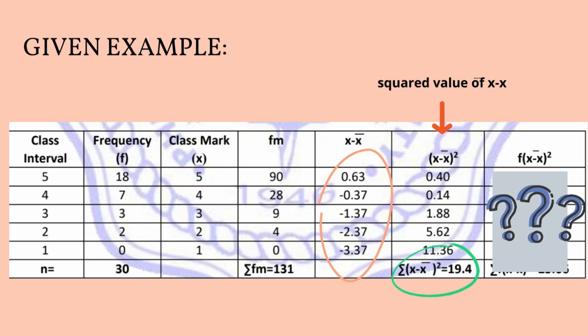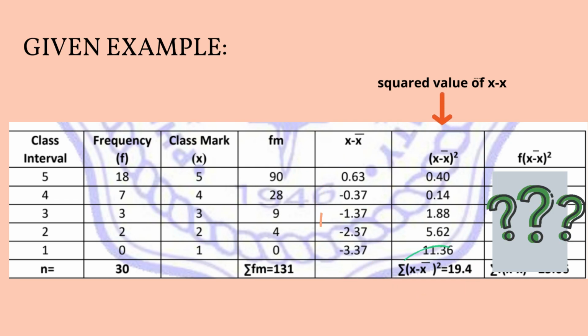Negative 2.37 times negative 2.37 is 5.62. And lastly, negative 3.37 multiply natin sa sarili niya, so 11.36. And of course, wag natin kalimutan sa part na to, sa sixth column natin, ilalagay natin kung ano yung summation ng ating sixth column. So, yung summation ng class mark minus our sample mean squared is 19.4.